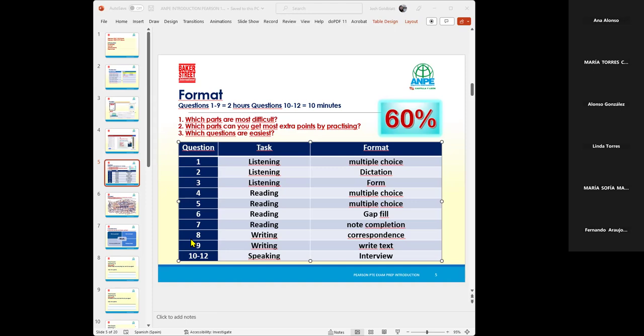Now, after the class, I will send you some information. I will send you the links so that you can see some skills practice. So we have a student's book and a teacher's book and the audios, and you can practice doing the different questions at home. That's going to be really useful for you.